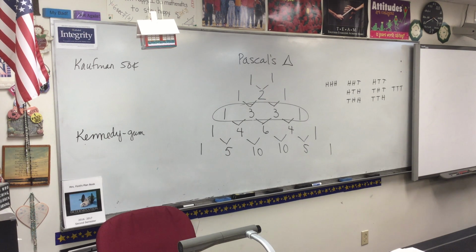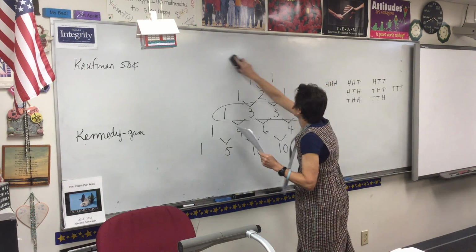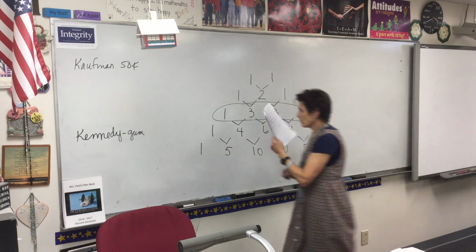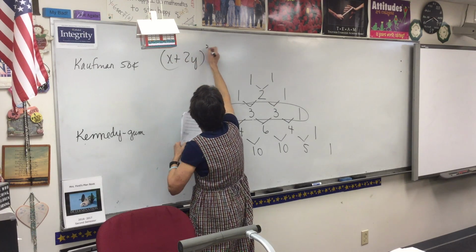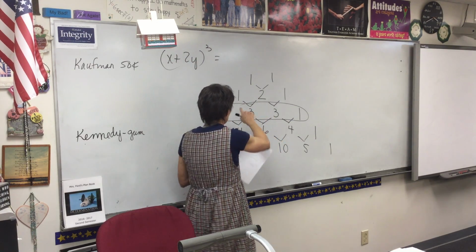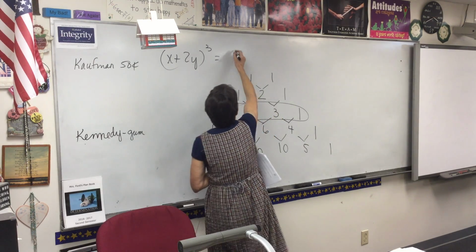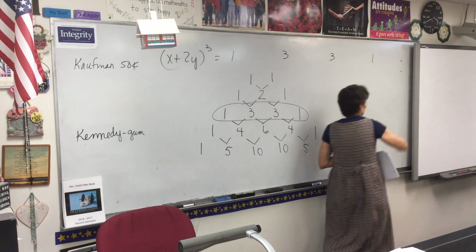Okay, so now we're on problem, what is it? 9.21b. All right, so how am I going to start? I'm doing x plus 2y to the third. I'm going to start with the third row, which is the one I have circled here. I'm going to write 1, 3, 3, 1.